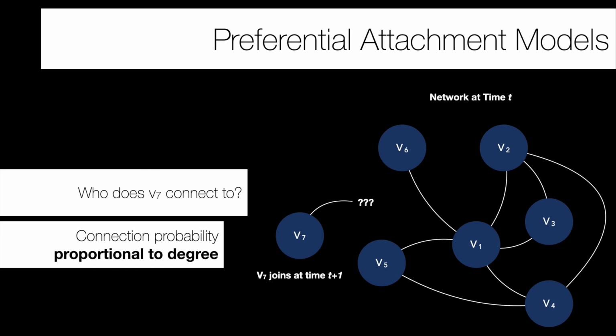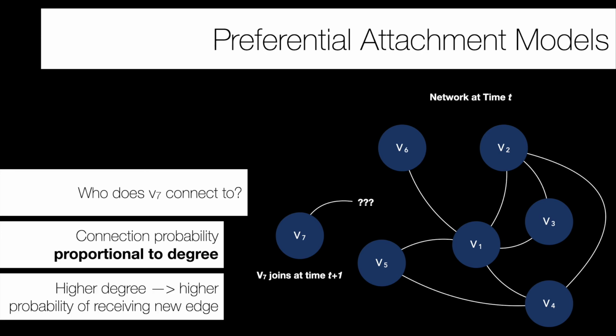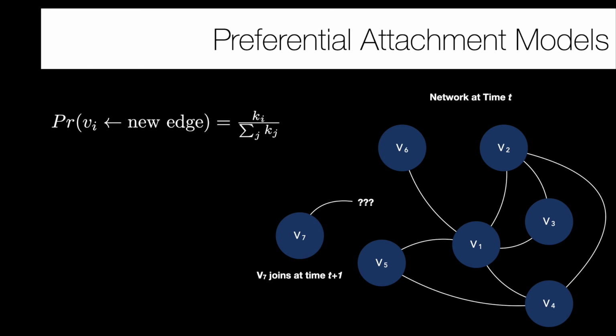Preferential attachment models say the likelihood of connection is proportional to the degree. What this means specifically is the higher an existing node's degree, the more likely it is to receive an edge from a new node. So that's this preferential attachment idea, that the more a node gets connected, the more new nodes will prefer to connect to that node. And we can calculate this directly, so we know the degree of all the nodes in the graph at a given time t.